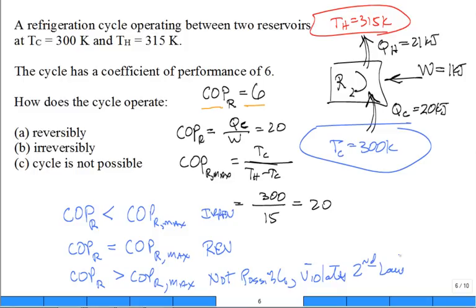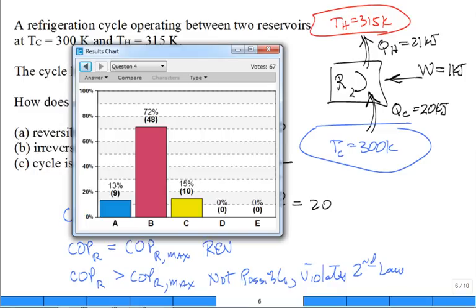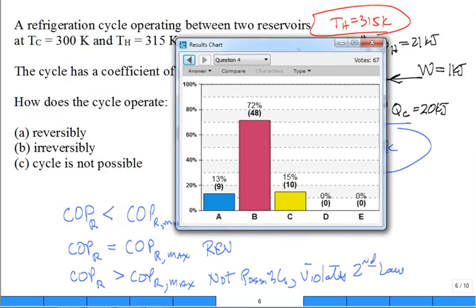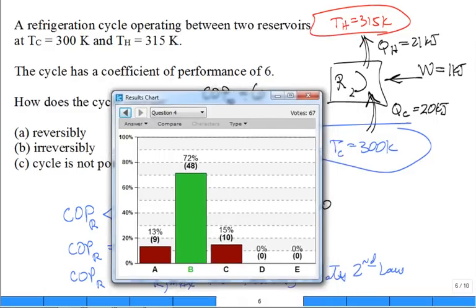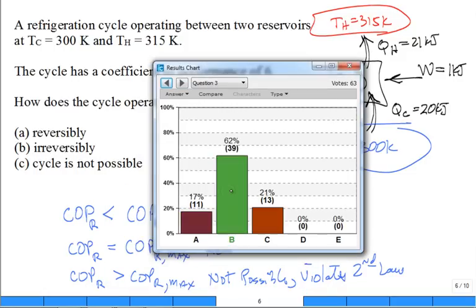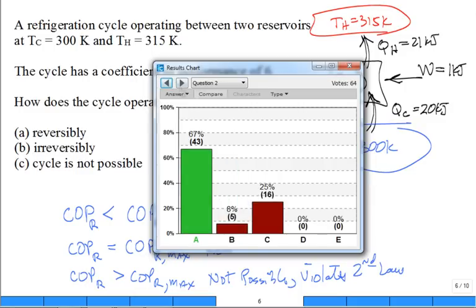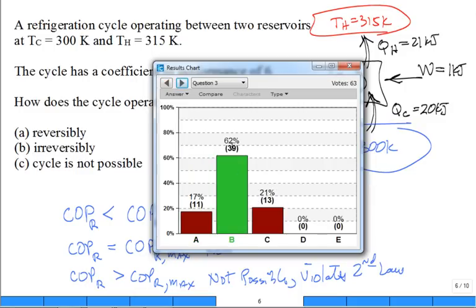All right, let's go ahead and grade them. So, it's some irreversibilities, isn't it? That's why the COP is less. It's 6 instead of 20. And so there you go. That's question 3. We already graded question 2. So we went from a class that's 62% correct to a class that's 72% correct, leaving still 18% questioning why.